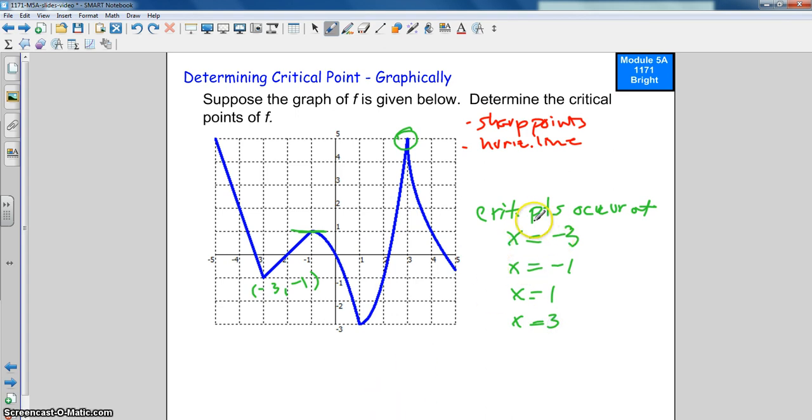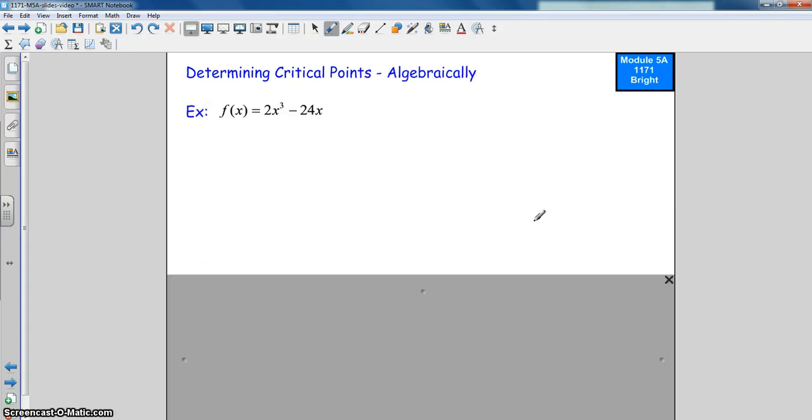Okay, so I just made a list here. Right now we're not going to do anything with it, but we will shortly. And now we want to determine these things algebraically.